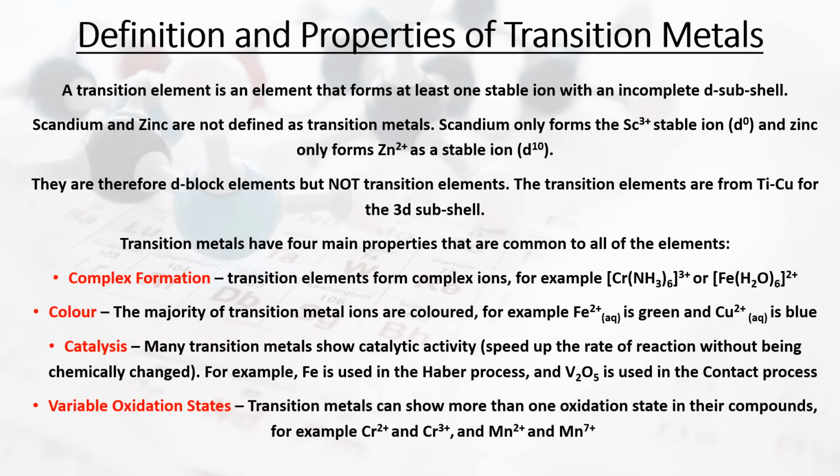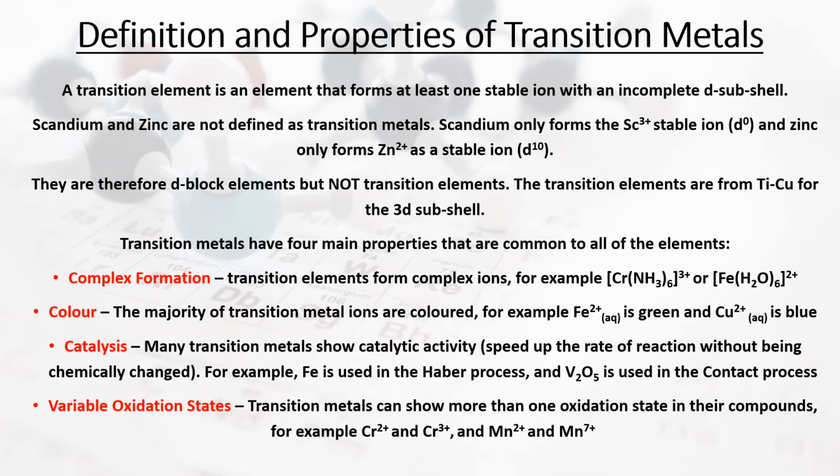So we actually define a transition metal element to be an element that forms at least one stable ion with an incomplete d subshell. What this actually means, as we talked about on the first slide, is that the d block runs from scandium through to zinc, but our transition metal elements run from titanium through to copper. This is because scandium and zinc aren't actually defined as being transition metals.